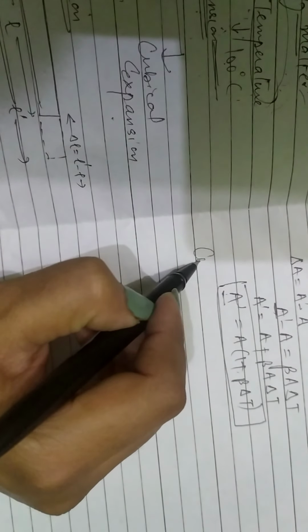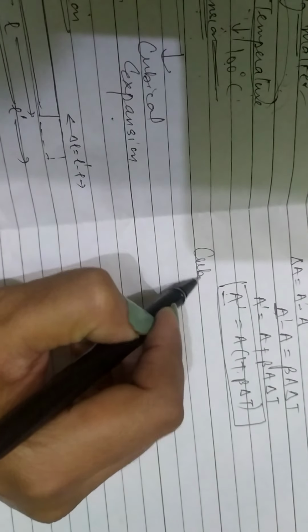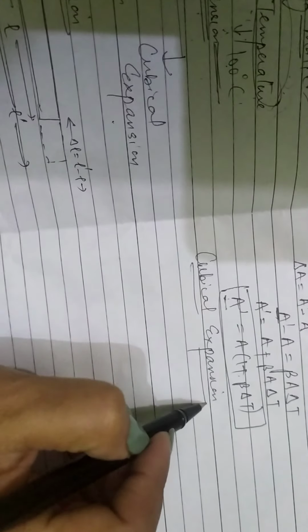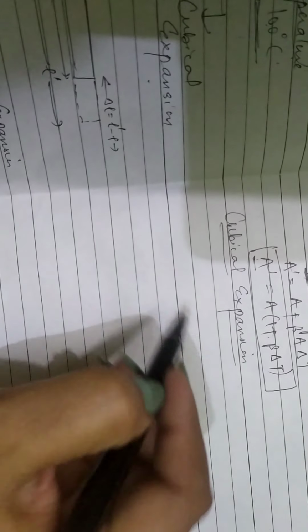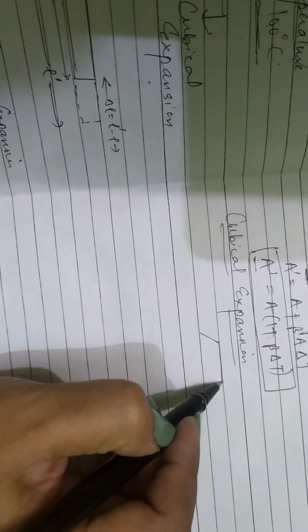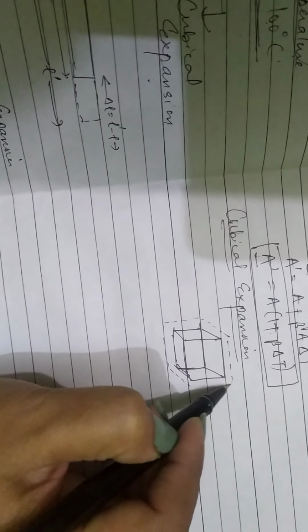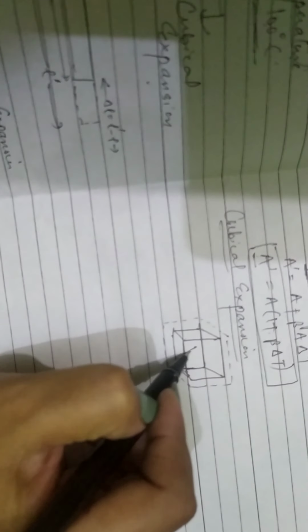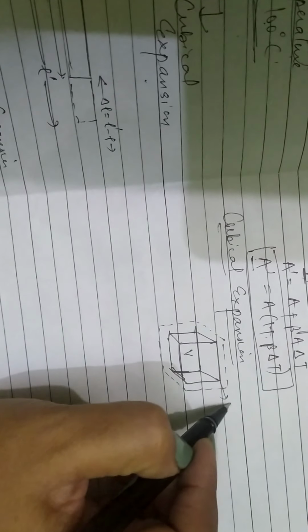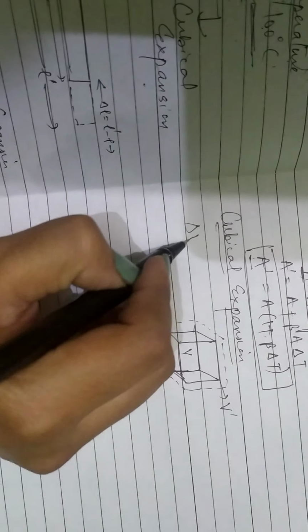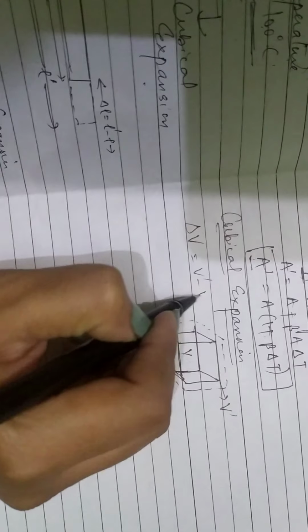Now the third is cubical expansion. It is clear from the word that it is related to volume. Whenever the volume of an object increases on heating, like suppose this is a solid cube, when you heat it up, its volume increases. It expands. The initial volume is V and the volume of the dotted cube is say V dash. So what is the rise in volume? That is V dash minus V.